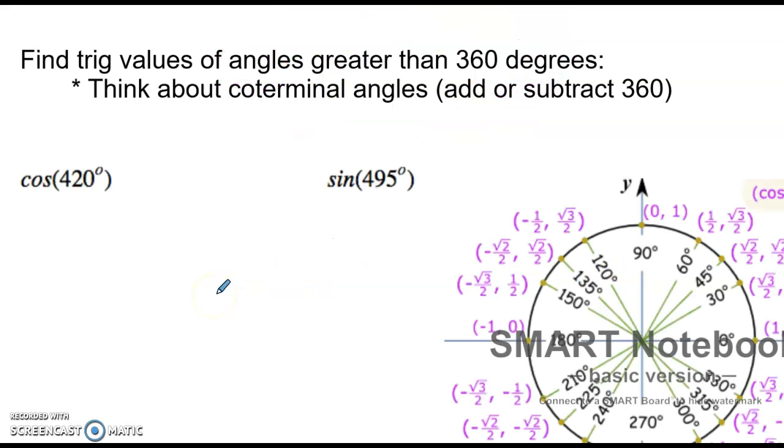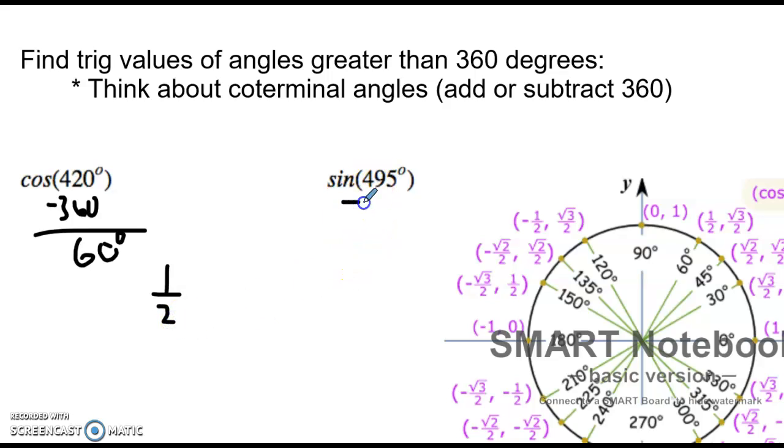Now to find trig values of angles greater than 360, think about coterminal angles. If you have a negative, you could add 360 to make it into a positive coterminal angle. Or if it's bigger than 360, we can simply subtract 360 to find the number that is less than 360. So that would be the cosine of 60 degrees. You would find 60 degrees right here. Cosine is the x value. So the cosine of 420 is 1/2.